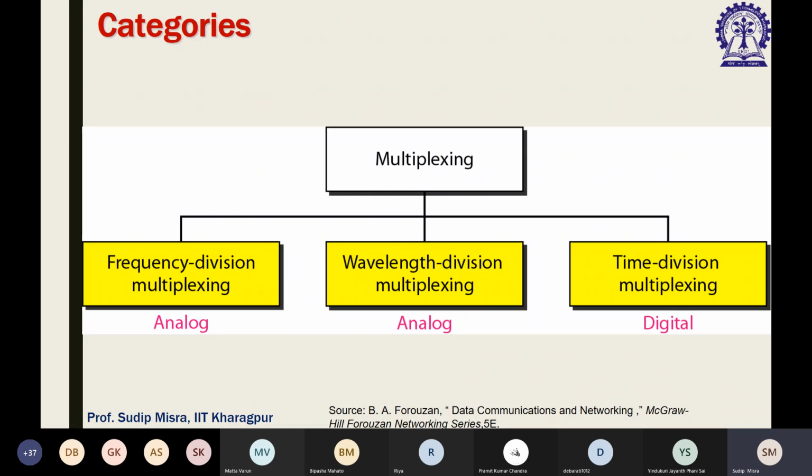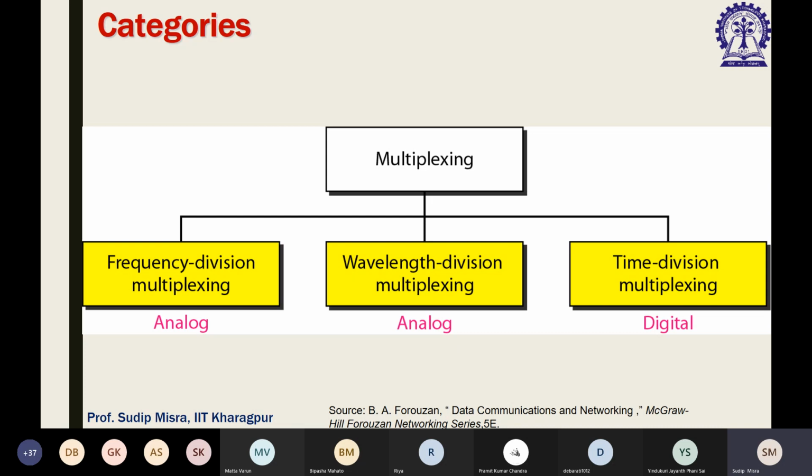Before we look into the different ways in which this could be done, let us try to understand the taxonomical classification of multiplexing. These multiplexing techniques can be broadly classified into three primitive types. Number one, frequency division multiplexing. Number two, wavelength division multiplexing. And number three is time division multiplexing.